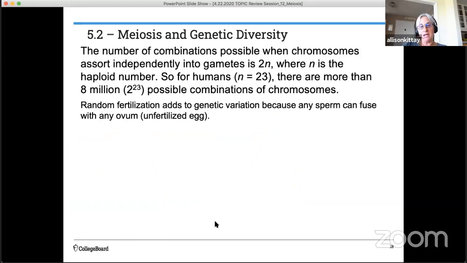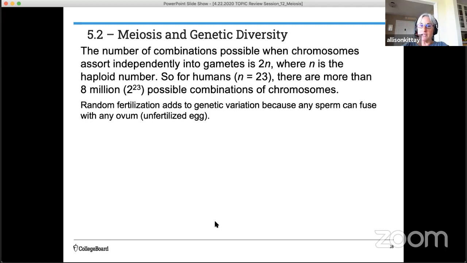So these numbers are meant to awe and amaze you. The number of possible combinations when chromosomes assort independently into gametes is 2 to the nth power, where n is the haploid number. So for humans like us, we have 46 chromosomes in a diploid cell, which means we have 23 in a haploid cell or gamete. So that means if you go 2 to the 23rd power, there are over 8 million possible combinations of chromosomes.